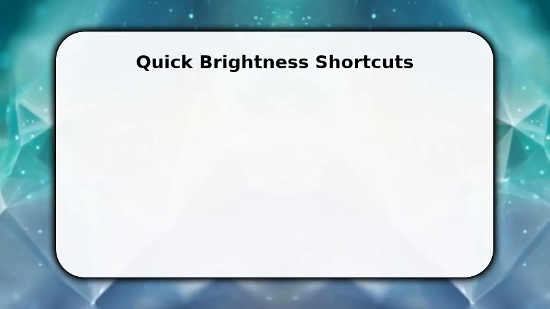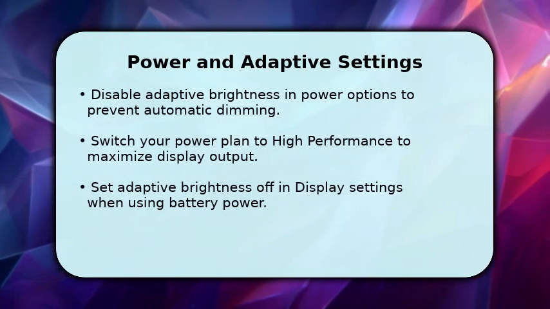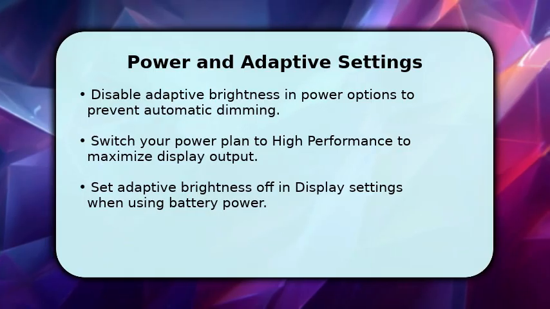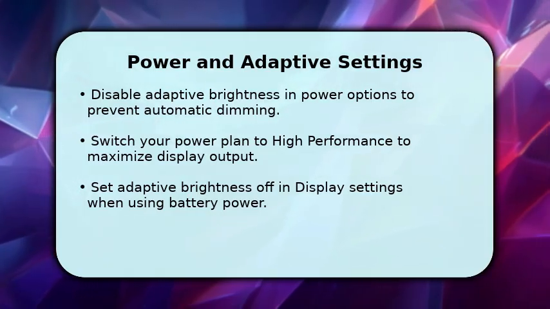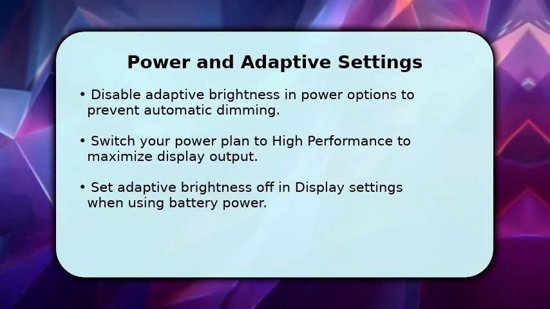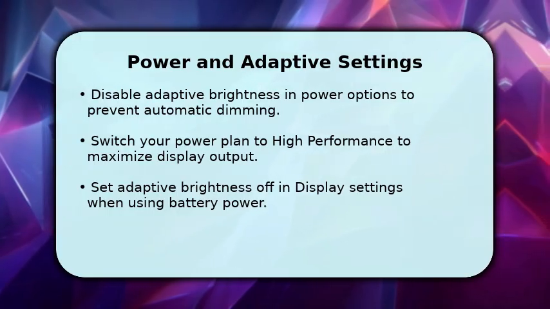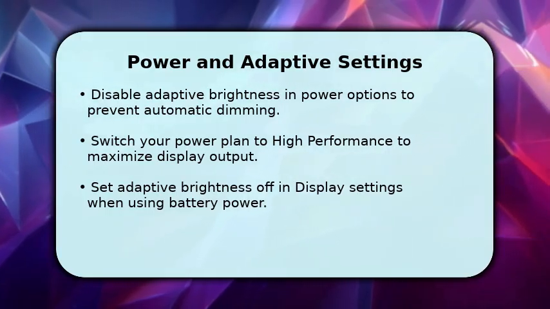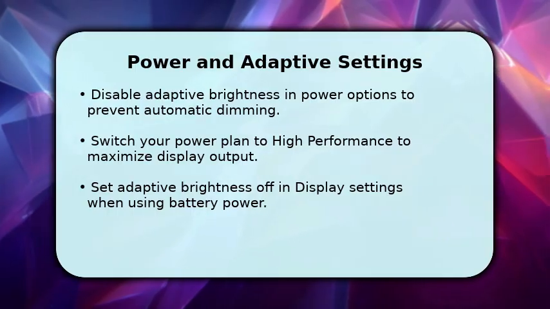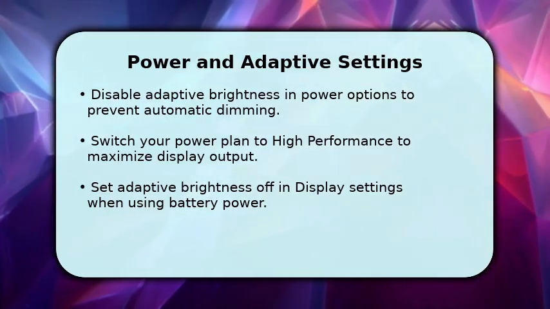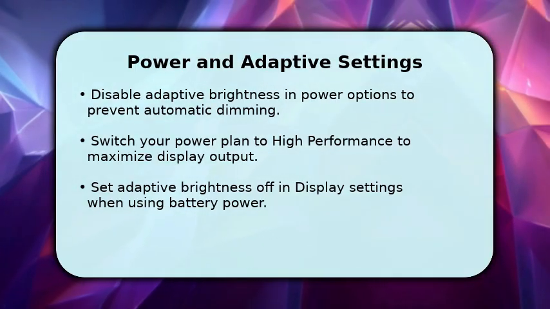Disable adaptive brightness in Power Options to prevent automatic dimming when ambient light changes. Open Power Options and switch your plan to high performance to maximize display output and prevent conservative dimming. In Display Settings, set adaptive brightness off when using battery power so the screen stays consistently bright.